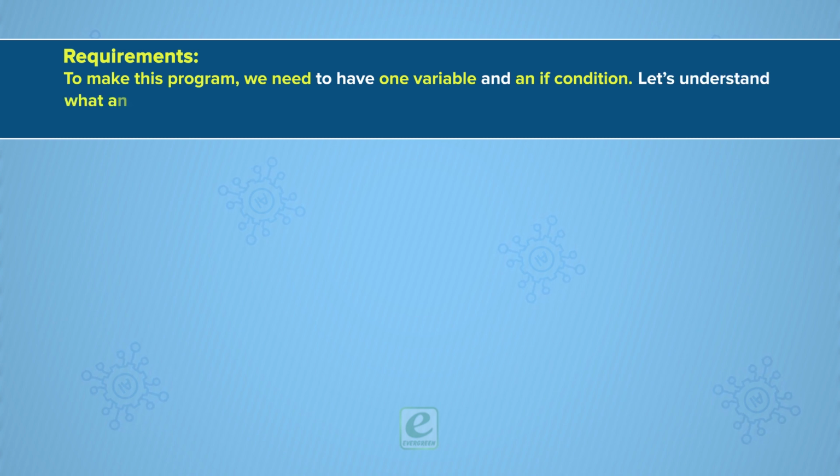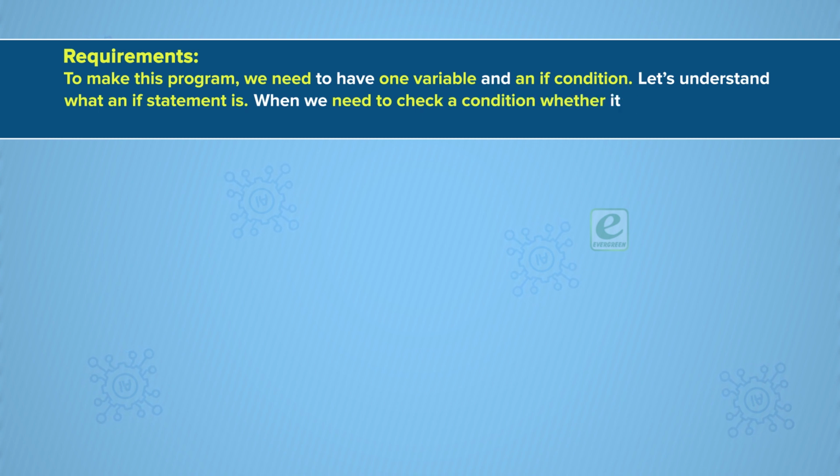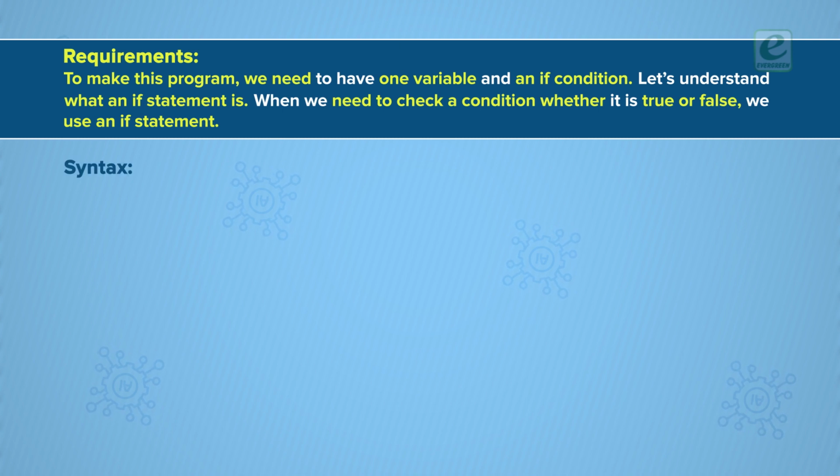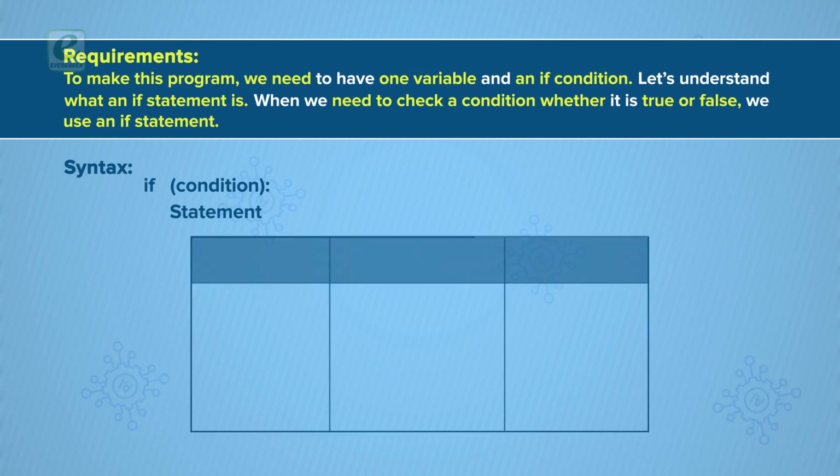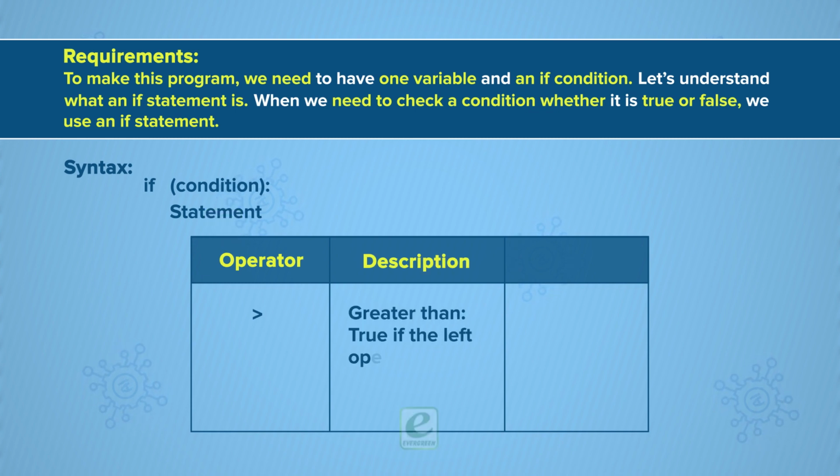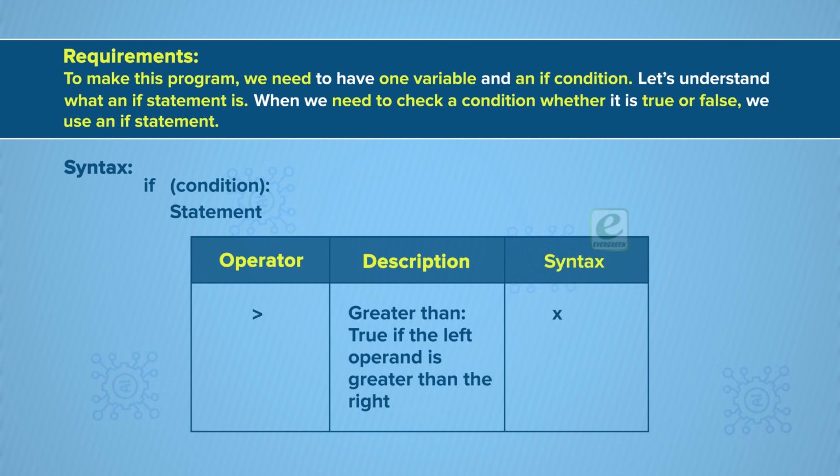Requirements. To make this program, we need to have one variable and an if condition. Let's understand what an if statement is. When we need to check a condition, whether it is true or false, we use an if statement. Syntax: if condition, statement. Operator greater than. Description: greater than, true if the left operand is greater than the right. Syntax: x is greater than y.